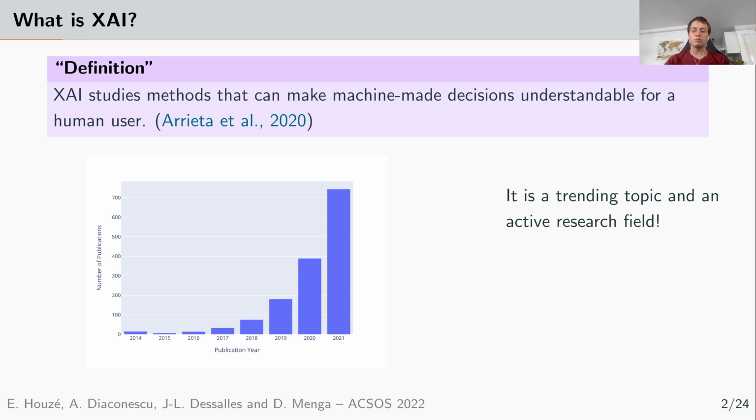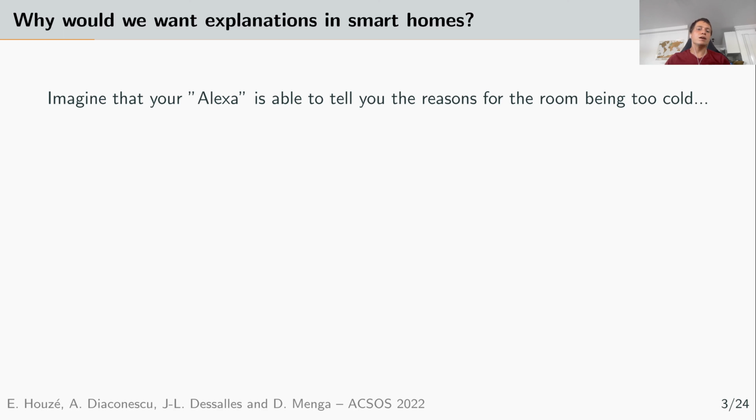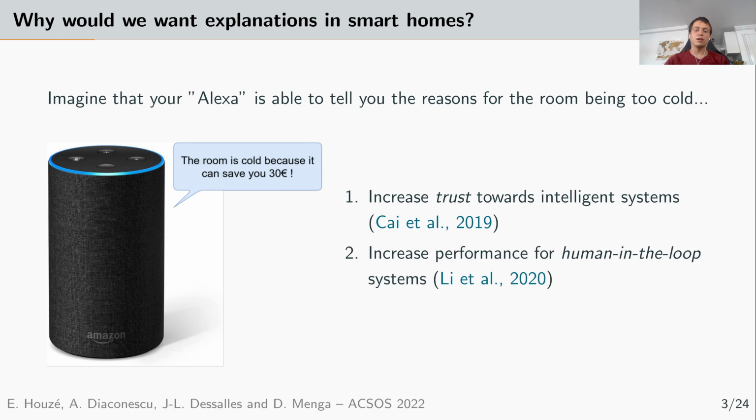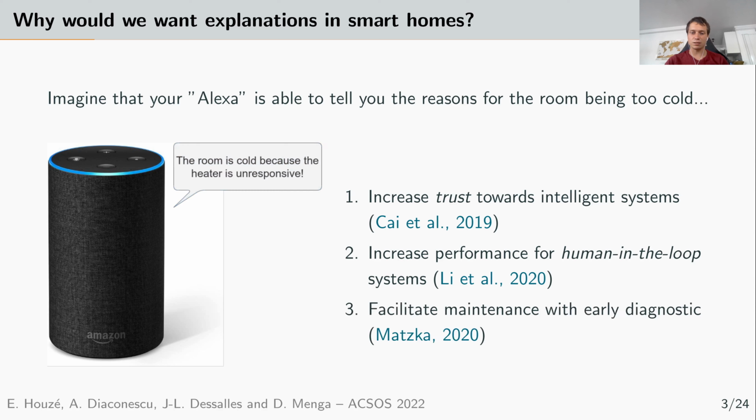If we wonder whether we can bring this topic to smart homes, we may see that we have different benefits from it. Imagine that your Alexa at home is able to tell you the reasons for the room being too cold. This can increase your trust towards intelligent systems if it allows you to better understand the limits of the system. Alternatively, it can increase the performance of the system because you can make better, more informed decisions. You can, for instance, decide to save a few euros by changing settings. Or it can facilitate maintenance, because being able to tell you that it's cold because some component is unresponsive can help you make an early diagnostic, which can lead to better maintenance. So for all of these different reasons, explanations would be nice to have in smart homes.